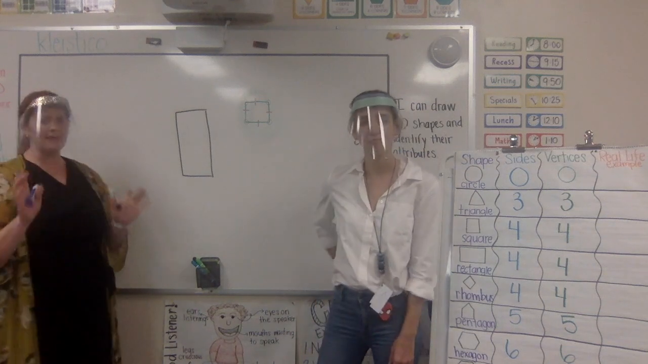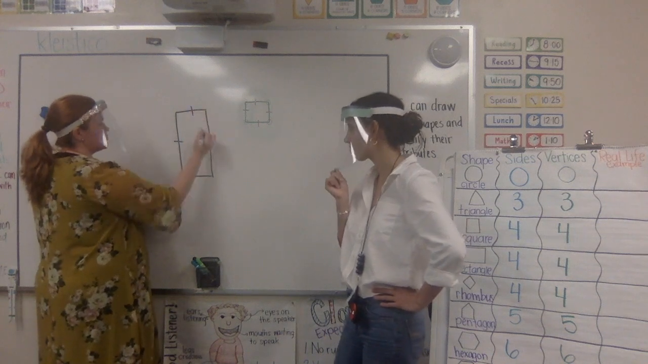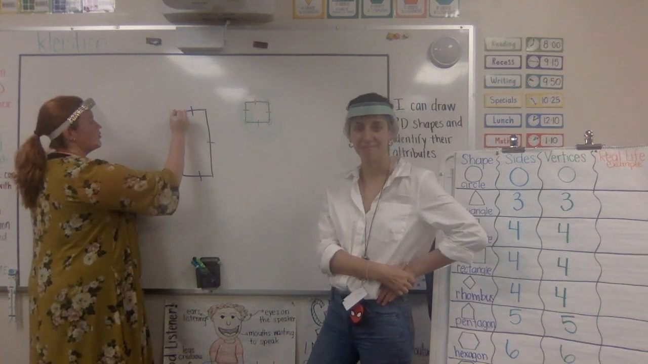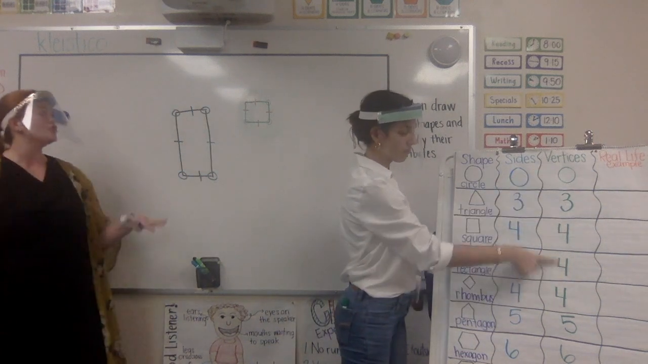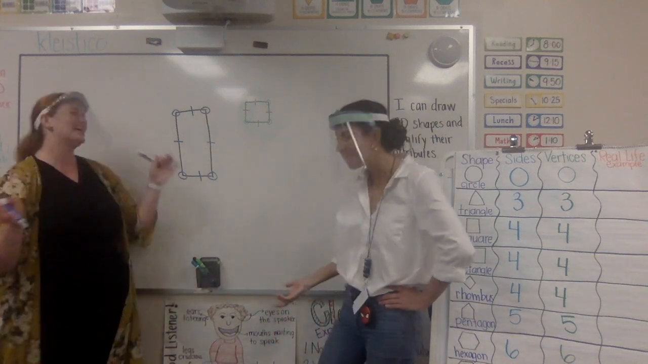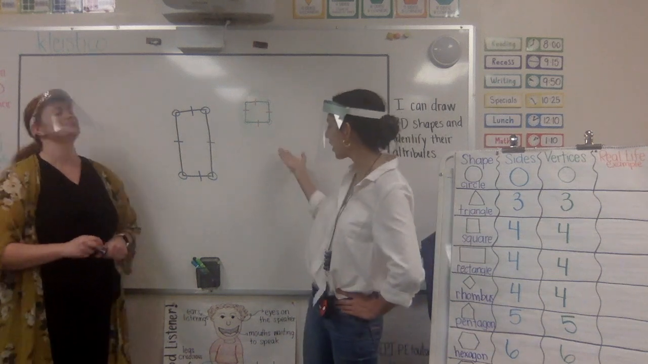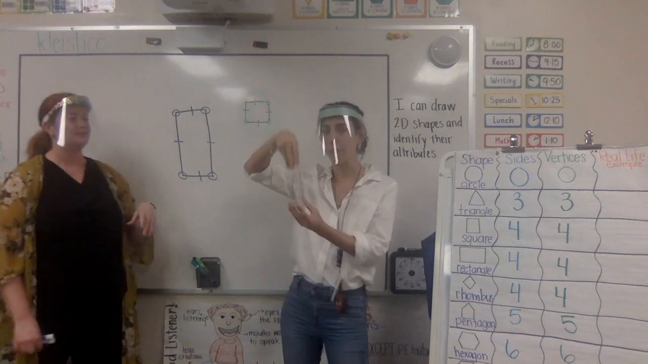Let me double check and make sure it has 4 sides. 1, 2, 3, 4. Okay, just like my square. And 1, 2, 3, 4 vertices. So it really is just like the square, except it's not all equal sides. That's right. Your rectangle kind of looks like 2 of my squares put together to make it a little bit longer.